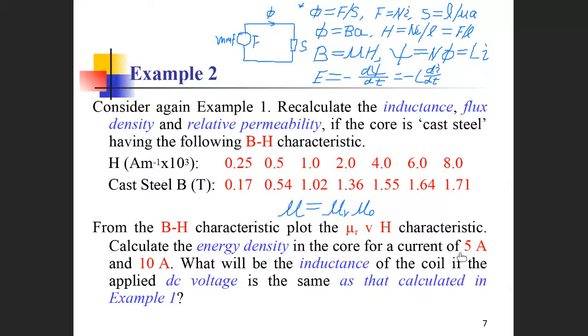With that current, 5 amperes, the inductance will be different. The previous inductance was very small, but for this coil it should be much larger than that. Anyway, the key here is that the BH relationship is nonlinear. That is what makes it impossible to get analytical solutions between B and H.